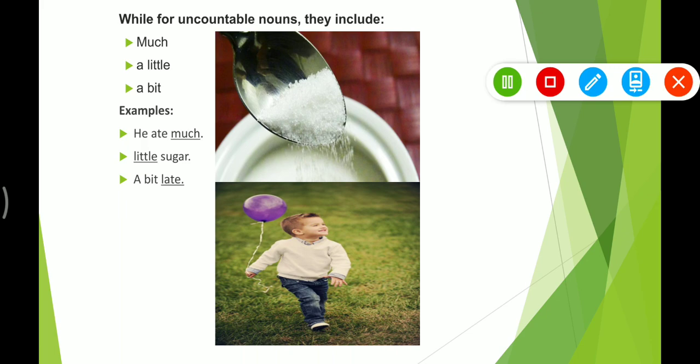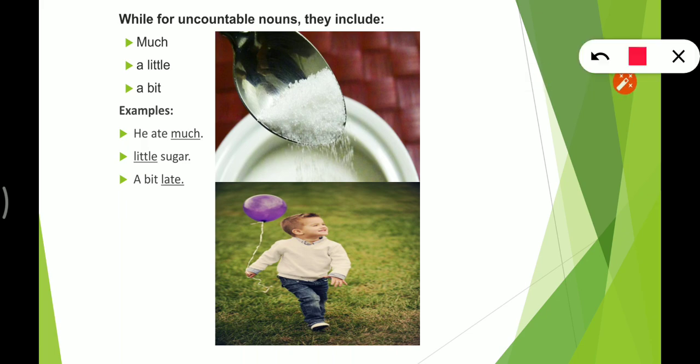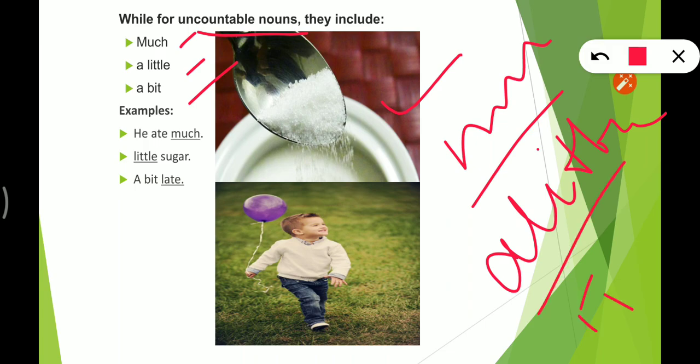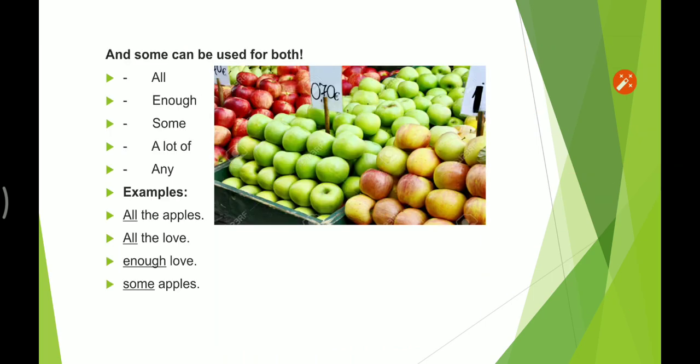Now here, which determiners are used for uncountable nouns? Much, little, a bit, such for uncountable nouns. For example, there is much sugar in the jar, right? A little sugar is in the jar. I am a bit late. Okay, a little bit or a bit. Then after we have a little boy. Okay, I hope clear.